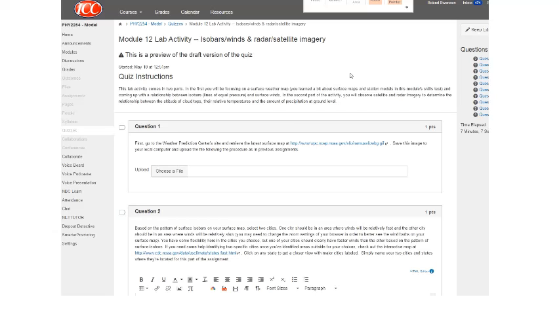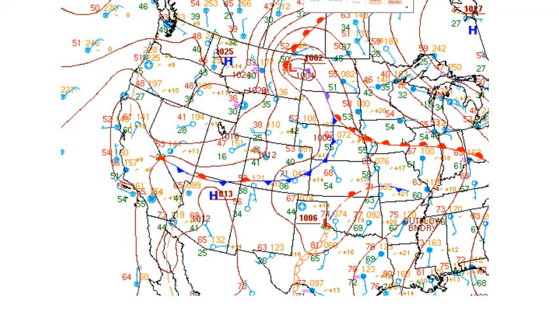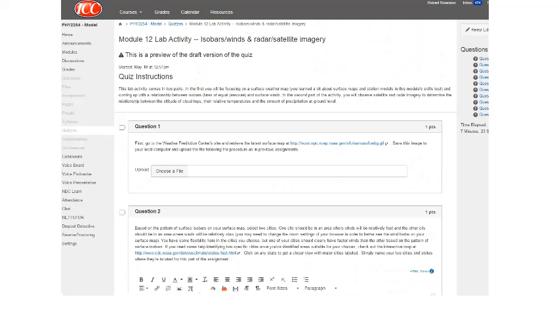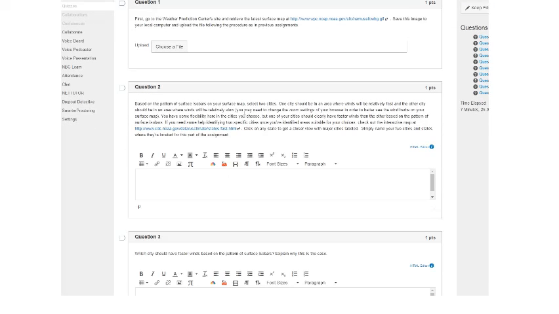Now, the first question asks you to check out the most recent surface map. And here's what you're going to do. There's a link provided. It's going to show a surface map of the United States. Again, click on it, save it, screen capture it, somehow upload it to your instructor. That's the first step.